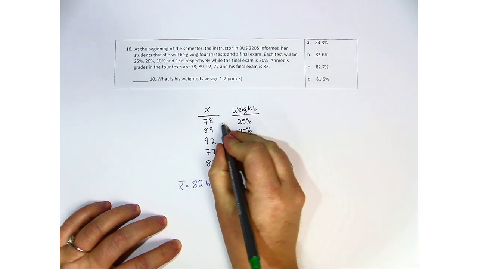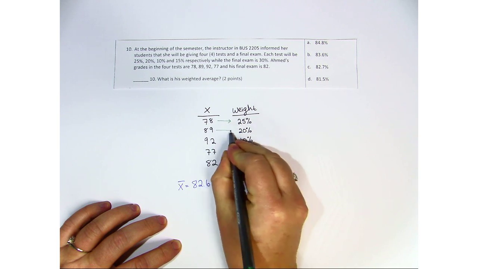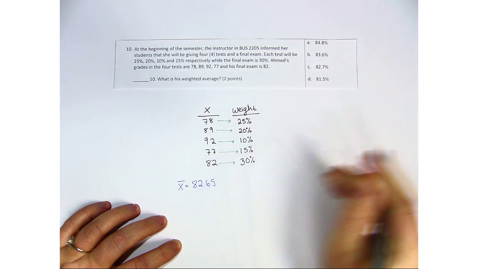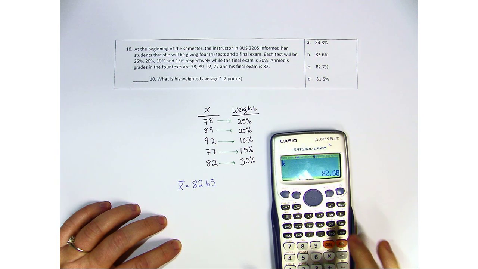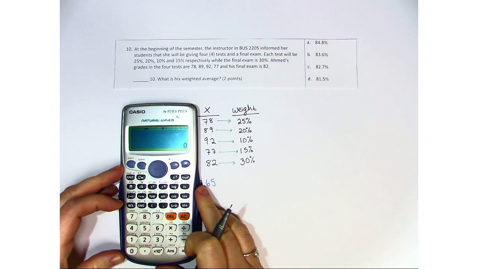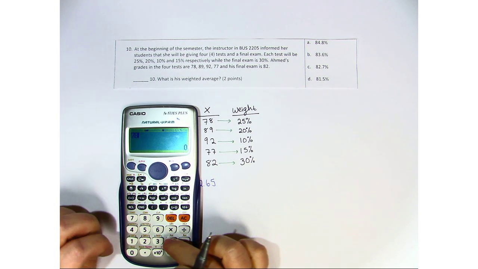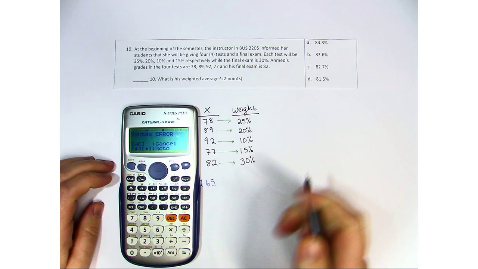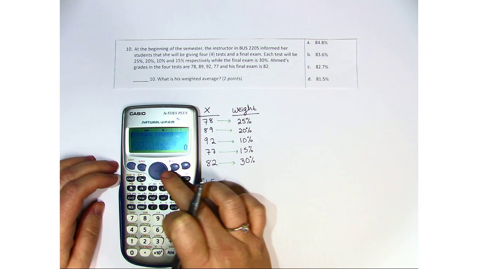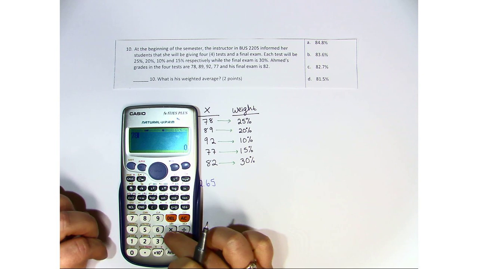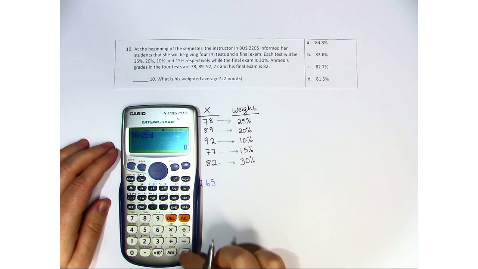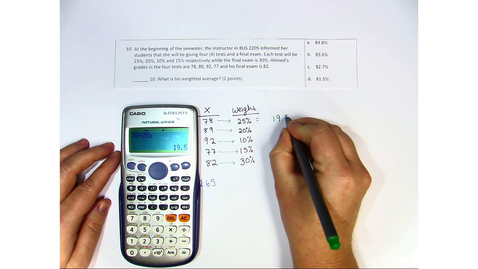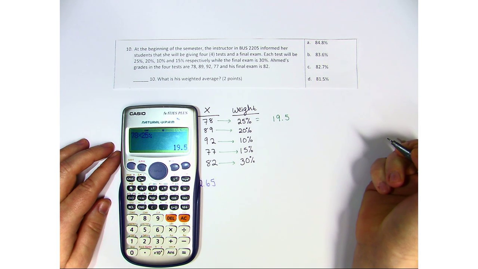Now, if you don't use the calculator, you can find it another way, and that would be just to straight multiply. So we're going to go ahead and do that and show you the other way of solving this. So take our calculator, hit AC, and we're going to go ahead and start with 78 times 25%. And we get that they earned 19.5 marks out of 25.